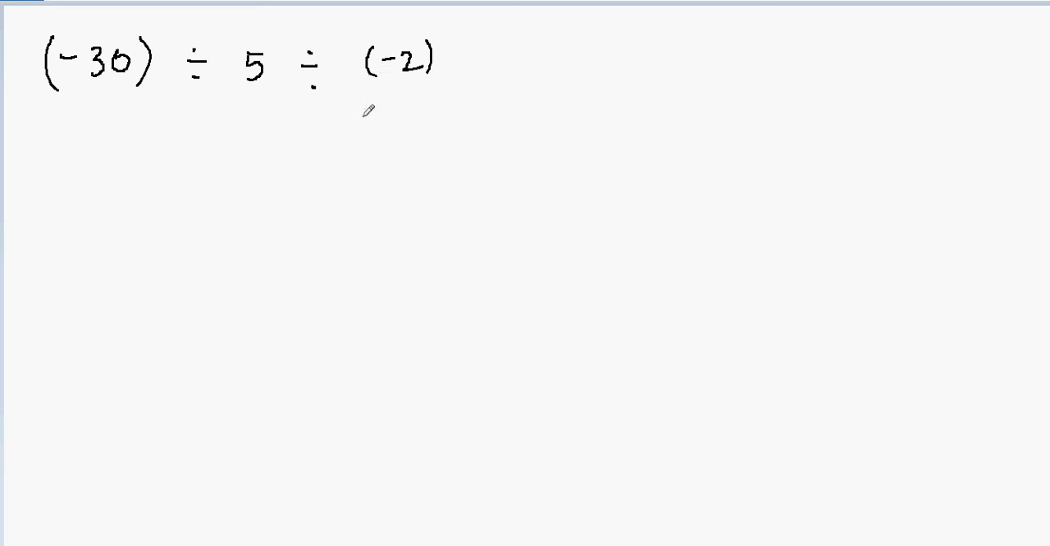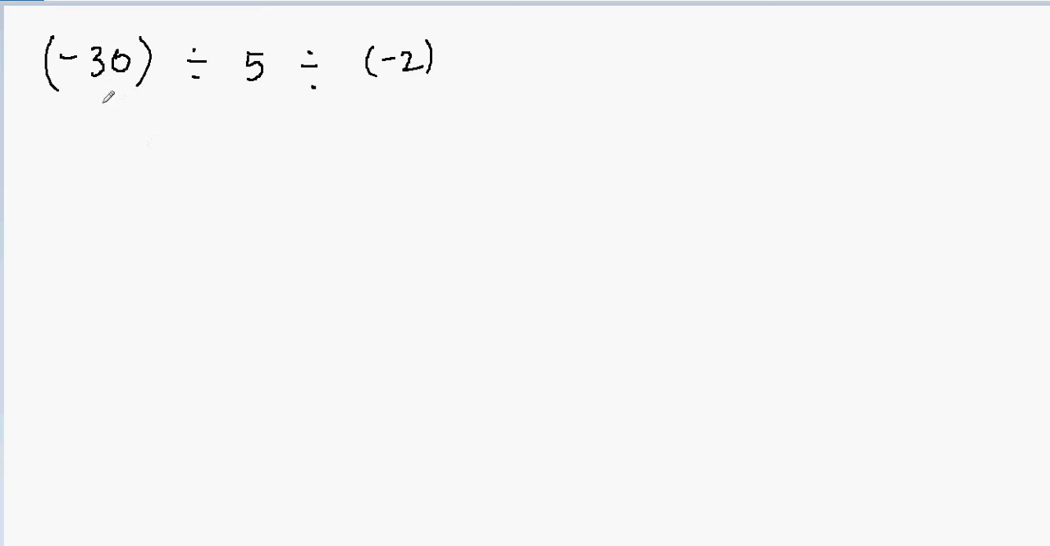Is 2 an even number or an odd number? Well, it's an even number. We know that. So when you have an even number of negative signs, you get a positive result. So I know that my answer will be positive, so I don't have to worry about the signs. Now I just have to do the division.